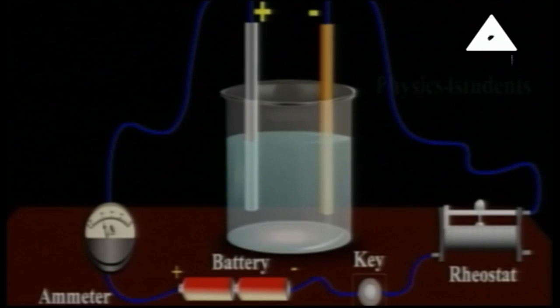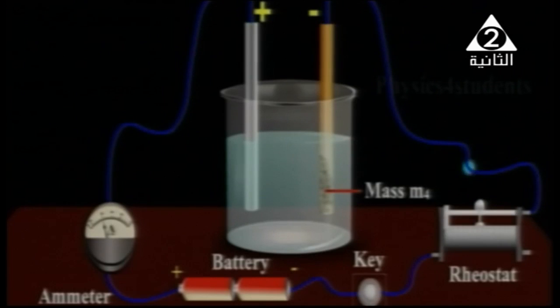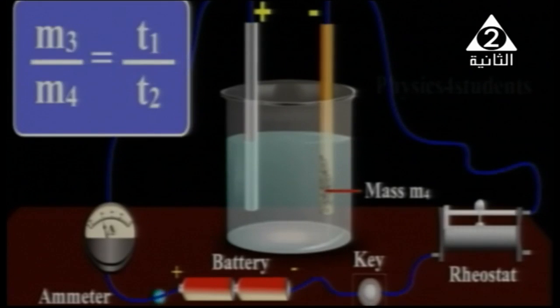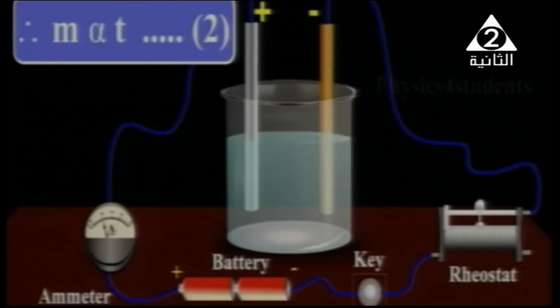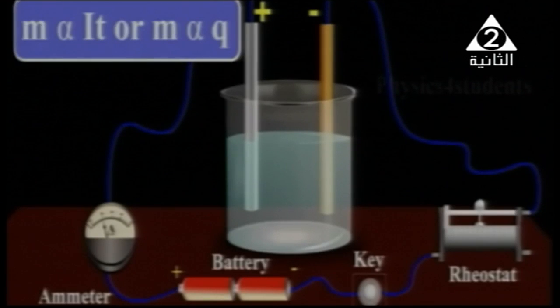In a second way, we can change the time during which the current passes and measure the difference in mass in each case. You will find that the mass is directly proportional to the time. By increasing the time, the mass of the substance increases. M is directly proportional to I times T, or M is directly proportional to Q, where Q is the quantity of electricity.